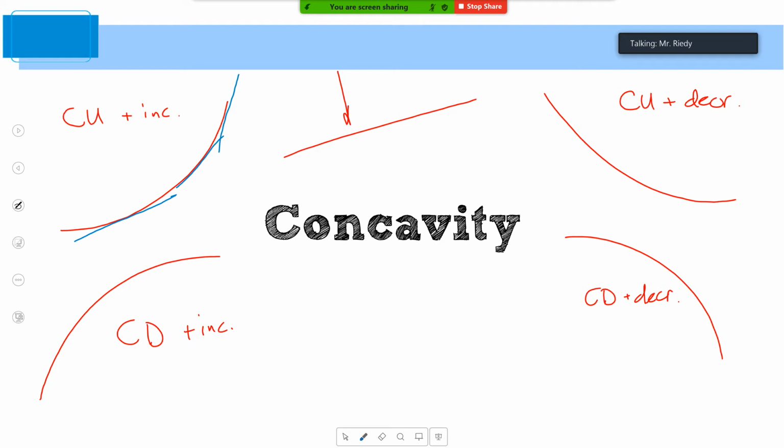But we can also look at the other 4 and see if we can recognize a pattern. Okay, so we'll start here in the lower left-hand corner. Concave down and increasing. Would the tangent lines be above the function or below the function? Above. Okay. Upper right. Concave up and decreasing. Above or below? Below. And then, last but not least, concave down and decreasing. Above or below? Above.